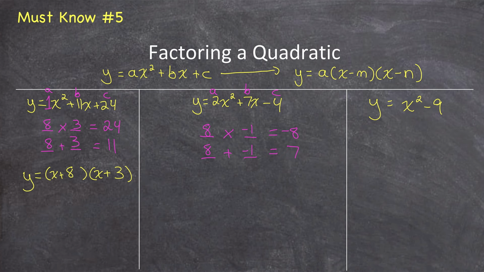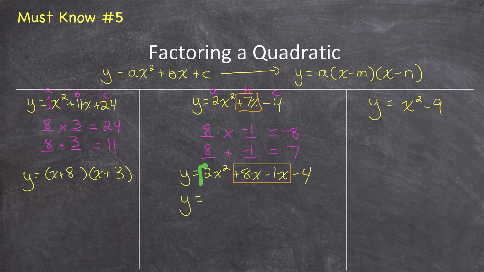Now what we do with those numbers is different than in our first example. We actually split the middle term into a sum of 8x and negative 1x. So I'll rewrite the original quadratic equation as 2x squared plus 8x minus 1x minus 4. Notice all that happened was we rewrote that positive 7x as 8x minus 1x. It's equivalent, but this will allow us to now factor this by grouping.